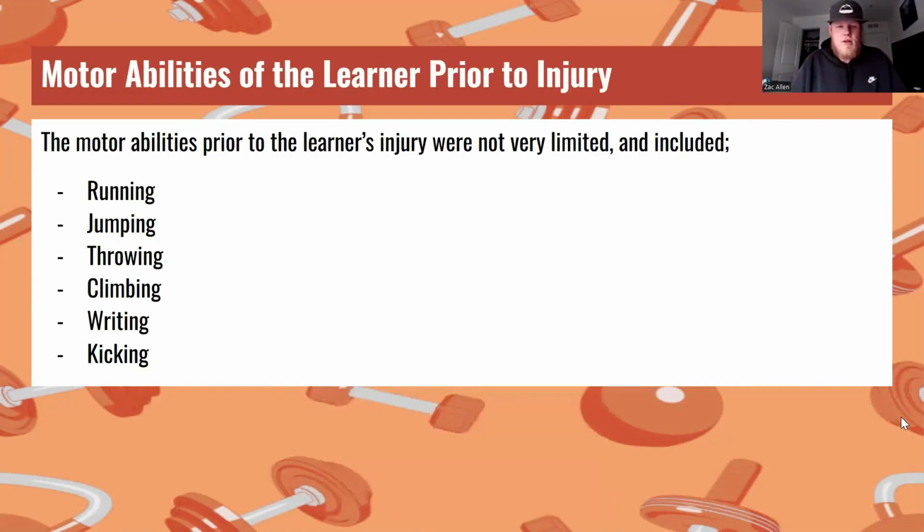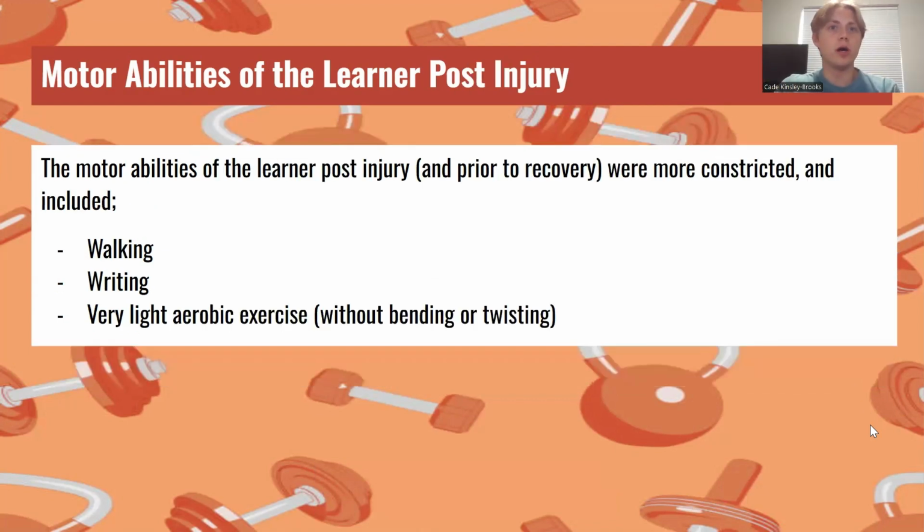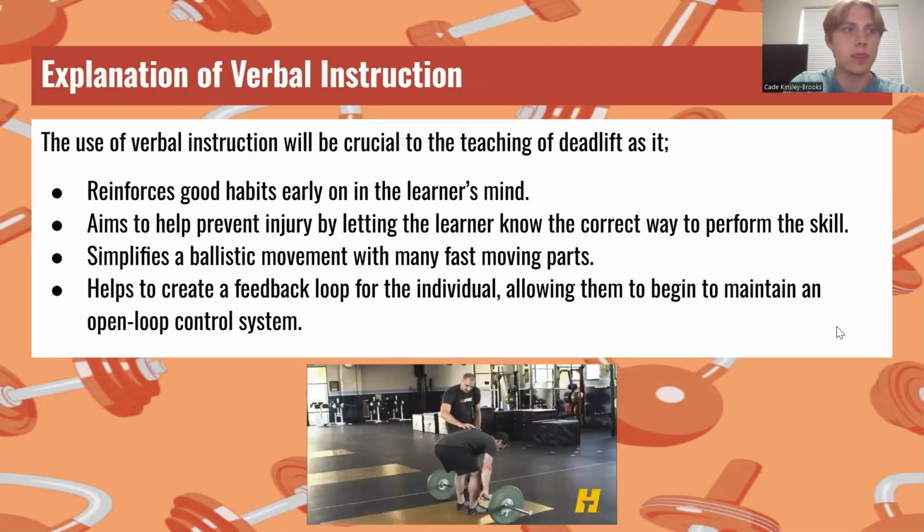The motor abilities of the learner prior to injury are running, jumping, throwing, climbing, riding, and kicking, or basically anything that a 17-year-old athlete would be able to do. And then motor abilities of the learner post-injury included walking, riding, and some light aerobic exercise, but no real bending or twisting due to that injury. So more constricted movements.